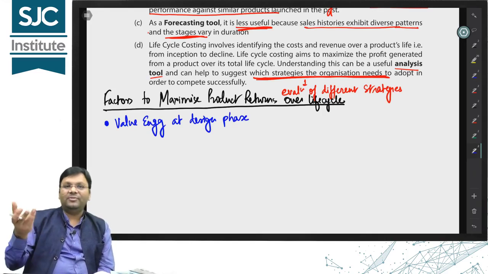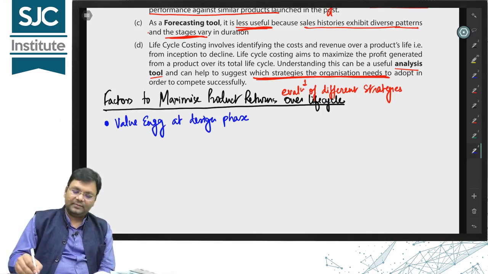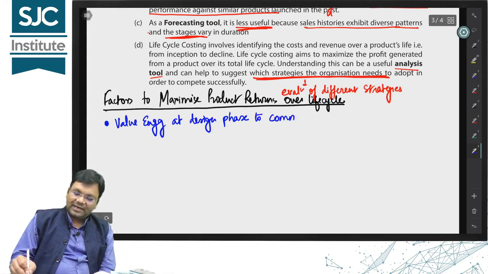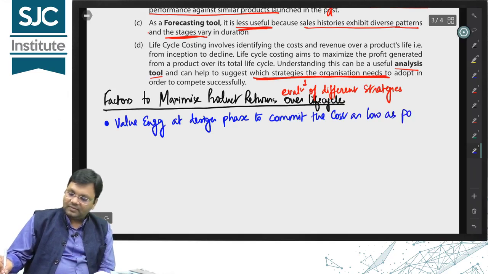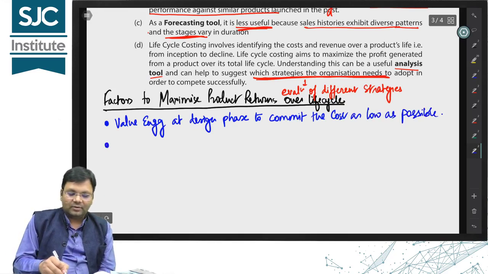It has got its own limitation that you know from target costing, but the benefit of this will be the cost that will be committed, to commit the cost as low as possible.